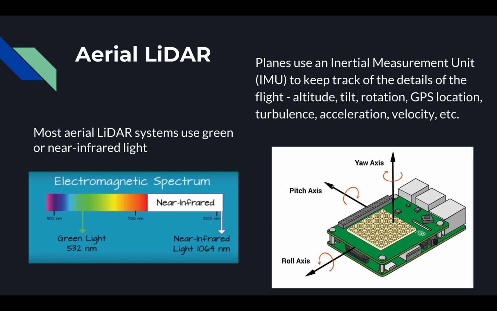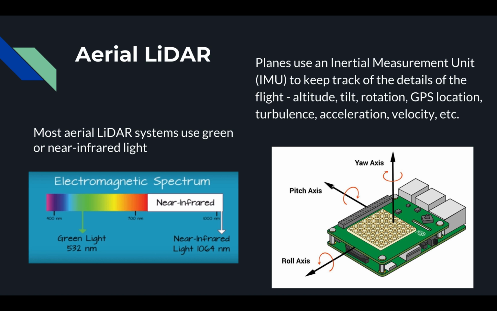It can be very complicated to record accurate data from an airplane. The type of light that is used is very important because some types of light reflect better than others off of certain objects. Most planes use green or near-infrared light because it reflects easily off of vegetation. Planes must also use an inertial measurement unit, or IMU, that takes into account the plane's altitude, tilt, rotation, GPS location, turbulence, acceleration, velocity, etc.